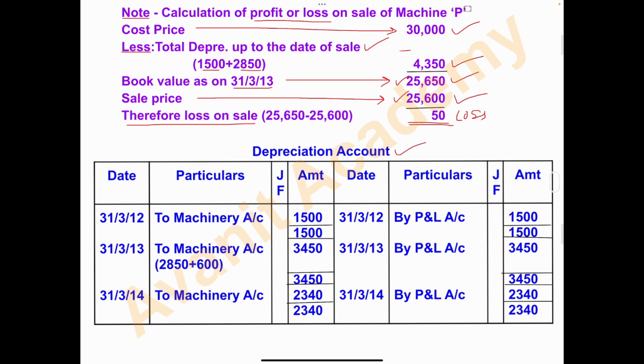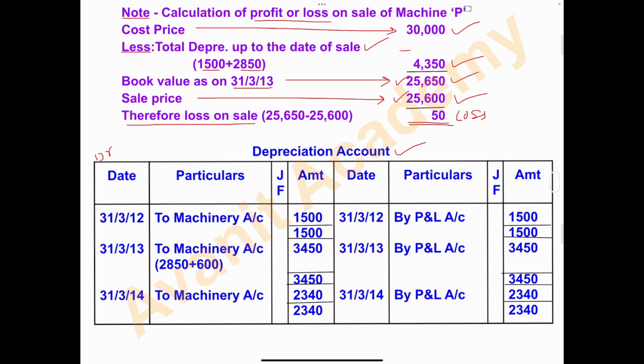Depreciation account. Columns are the same. So in machinery account, what do we do? On the credit side, we record depreciation amount by depreciation account and the amount. Here, depreciation account is debited. For depreciation, the entry is depreciation account debited to machinery account. So it is the debit side of depreciation account, right? For preparing this depreciation account, please refer to the machinery account. So it will be very easy to prepare this depreciation account.